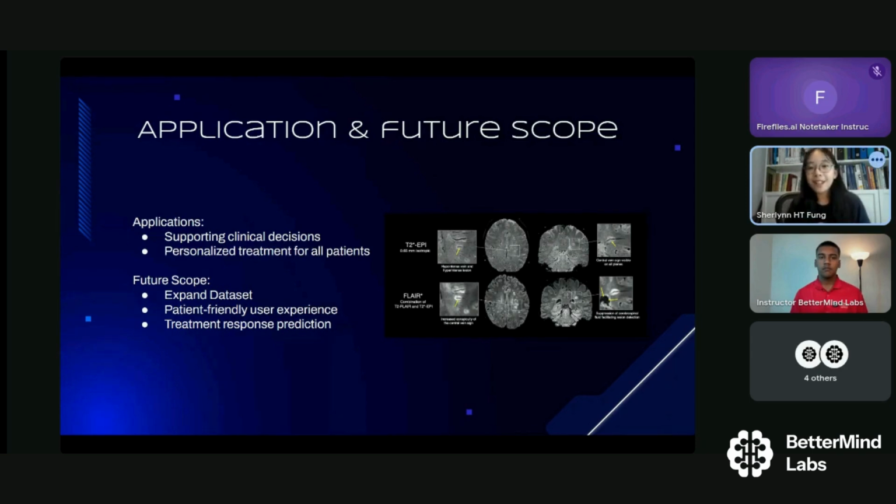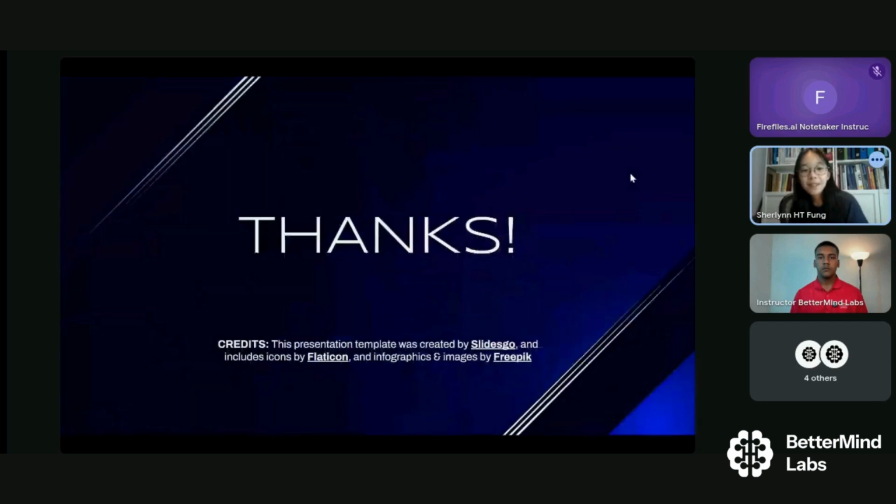Obviously, because this is not a very well-developed project because of the tight timeline, we also hope to expand our data set and have a more patient-friendly user experience and also explain maybe what each question means to the patient. And we also hope to predict treatment response later on in this project. Okay. So that's a bit about what we hope to do, maybe if we have time later on. And that's it for the presentation.